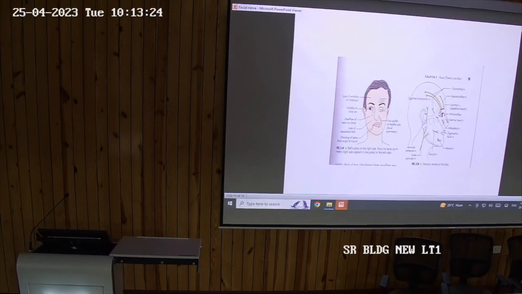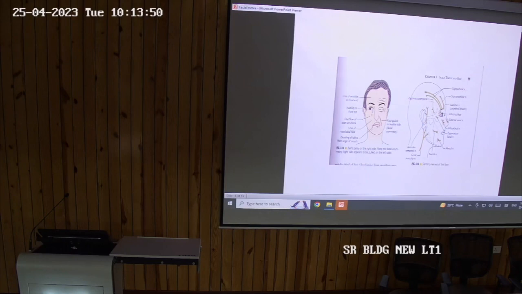Nasolabial furrow, do you see it? This is the nasolabial furrow. On the affected side, the nasolabial furrow is absent, and tears are coming. As the person is unable to close the eye, the tears come down. And look at the angle of the mouth. The angle of the mouth is also deviated towards the normal side.